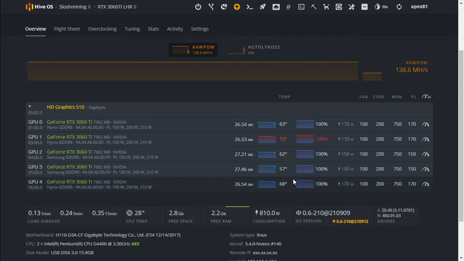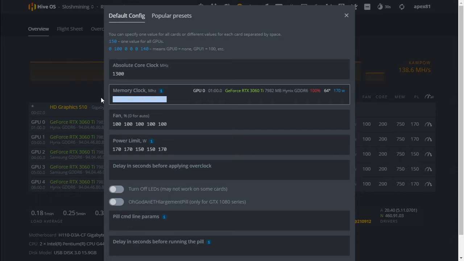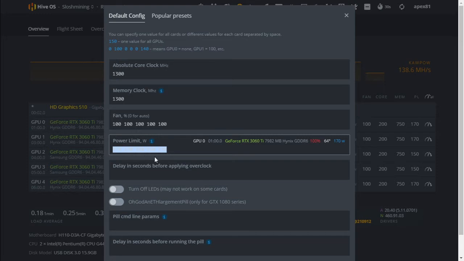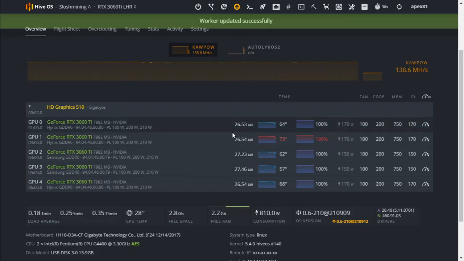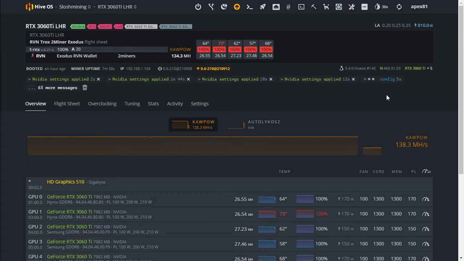On HIVEOS, we can optimize these cards even further. The best overclocks that I found using these cards on HIVEOS was a core of 1300, which gives you the absolute core clock. The memory we pushed up to 1300. Fan speed, the power I will leave as is and see what we can actually get with these cards. So we're on 110 watts. My apologies, but I'm not in the same location to actually open the console. So we'll see when our settings have been applied.